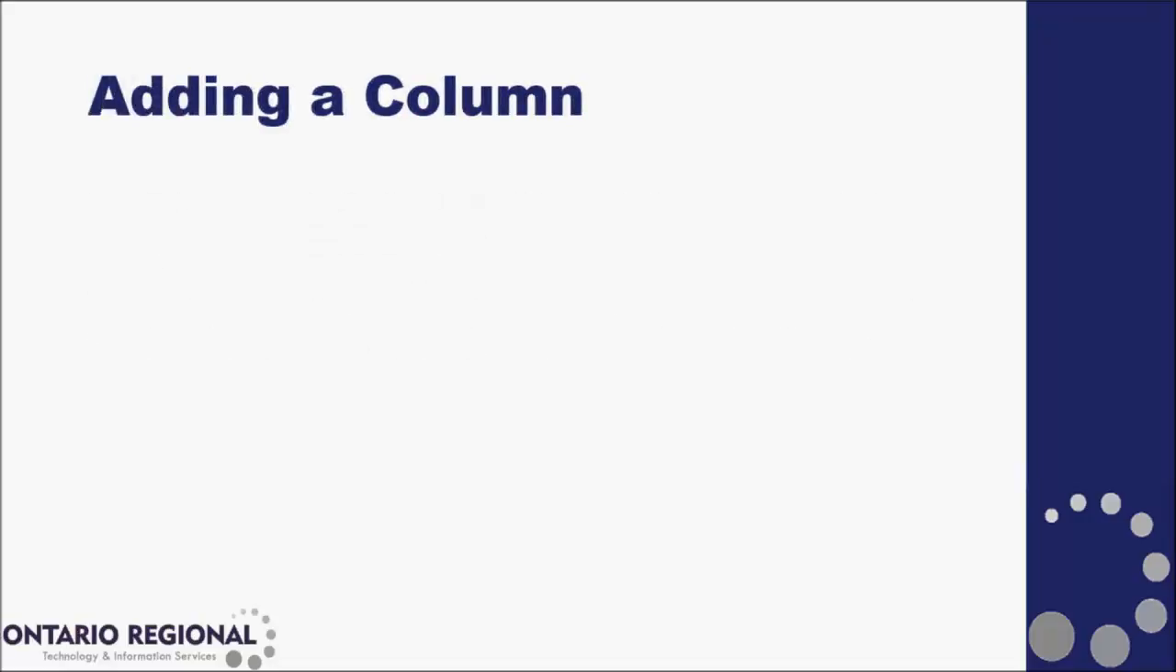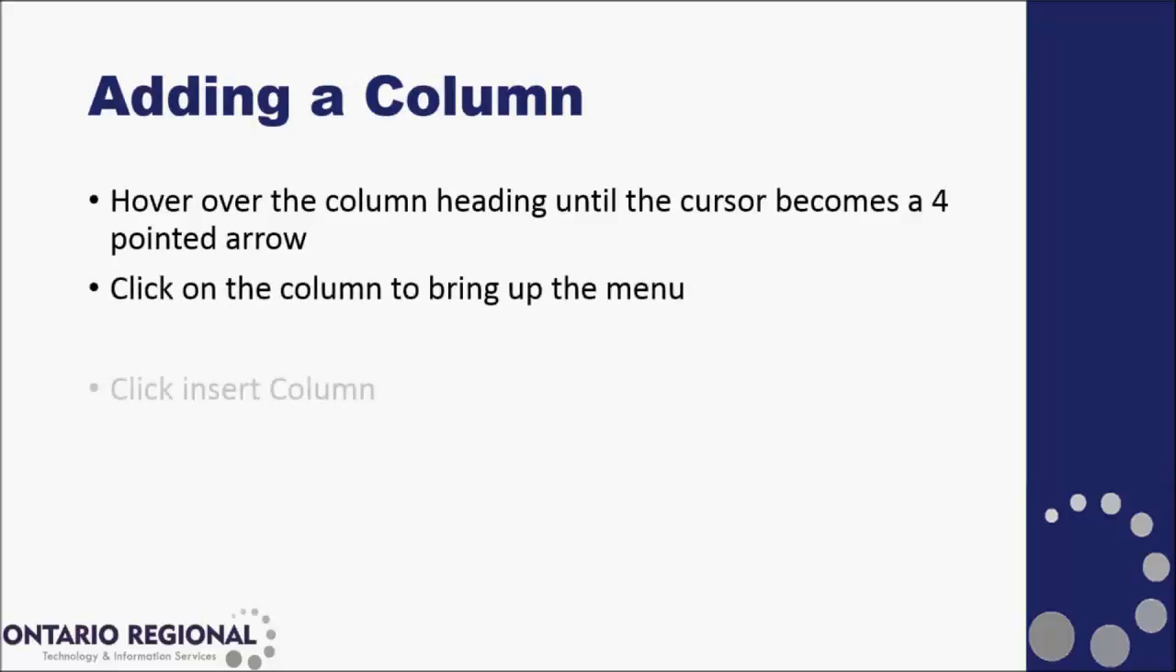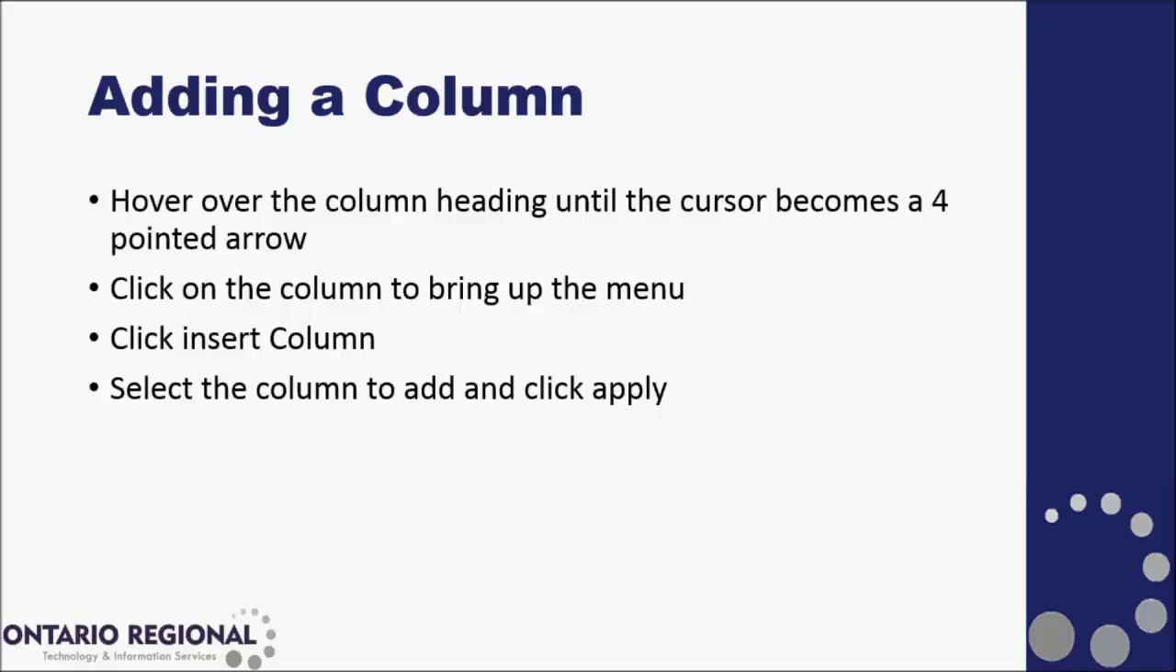We then learned how to add a new column to our display. We'll hover over any of the column's headings until our cursor becomes a 4-pointed arrow, and then click to bring up the menu. We then click the Insert Column button to bring up a list of available columns, select the column that we wish to add, and click the Apply button. Note that you can use the search feature at the bottom of the menu to look for columns to add.